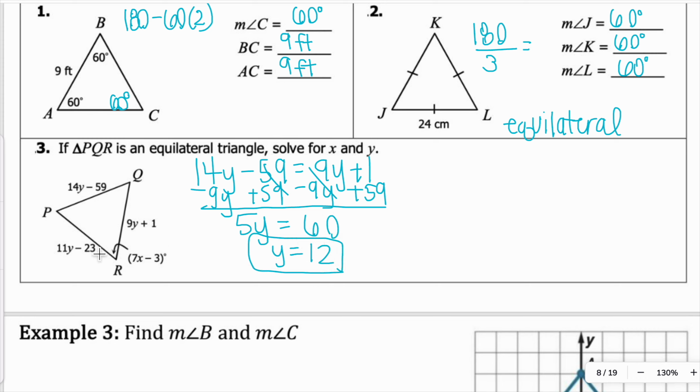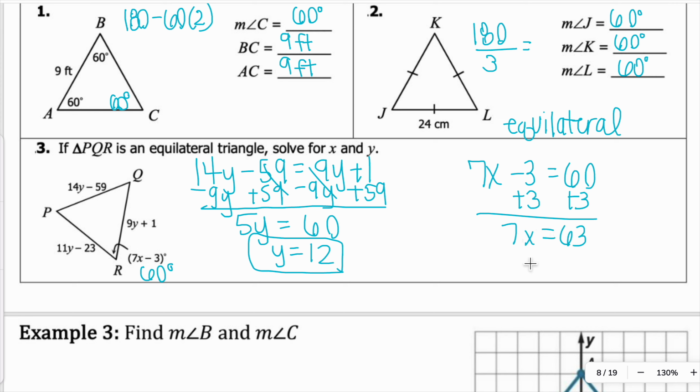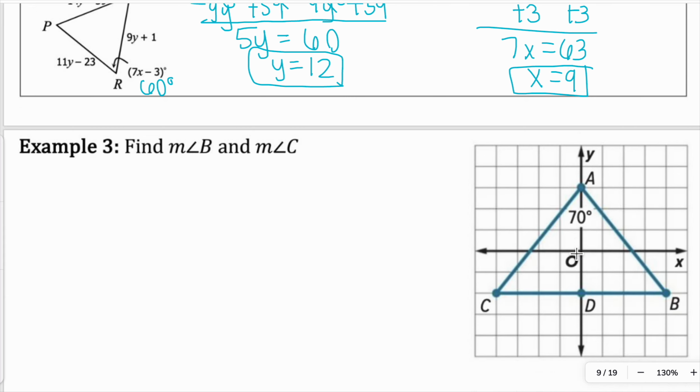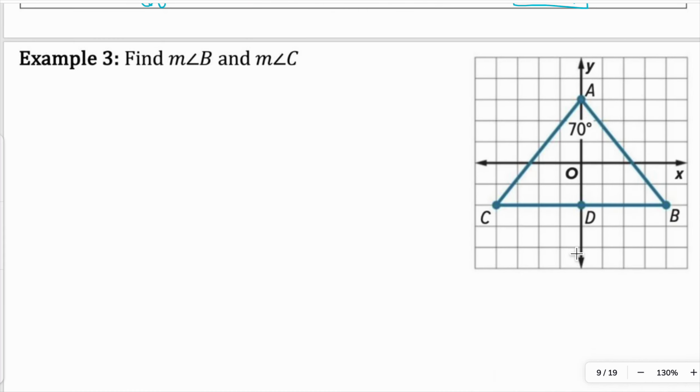Now that I know y is equal to 12, I can focus on x. Since this is an equilateral triangle, that means all angles are 60 degrees. So 7x minus 3 is equal to 60 degrees. Add 3 to both sides. I get 7x equals 63. So that means x has to be equal to 9. And then finishing up here, find the measurement of angle B and angle C.